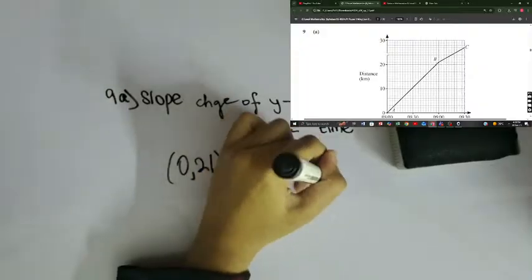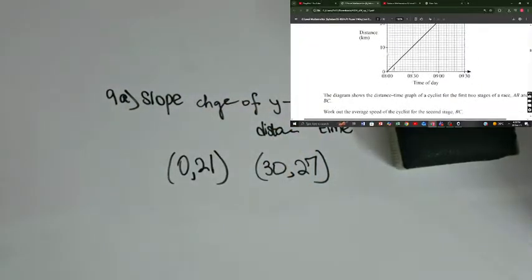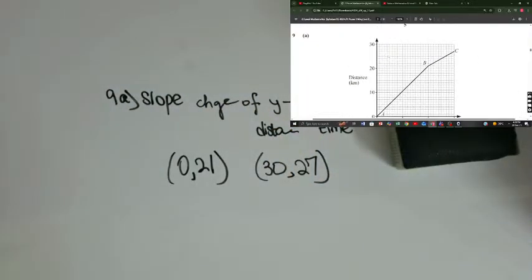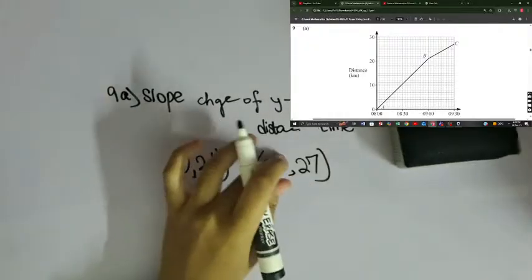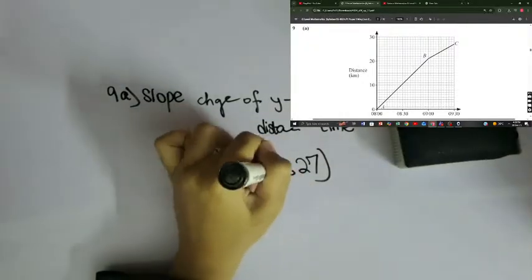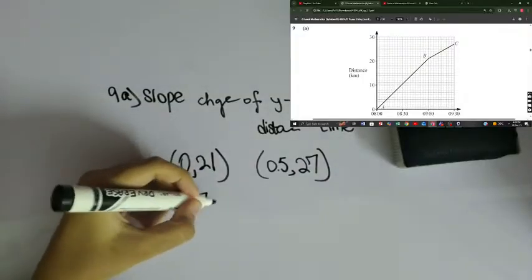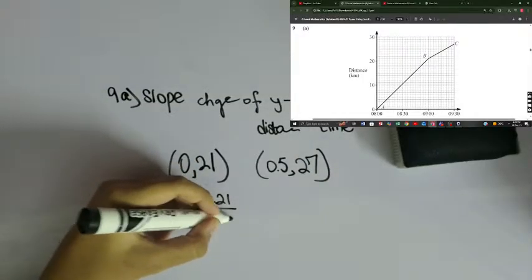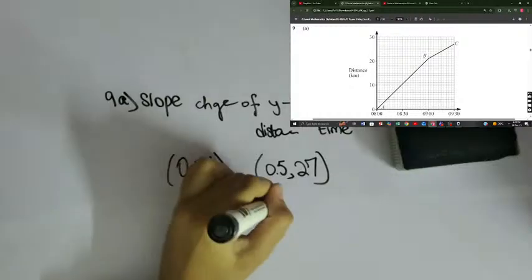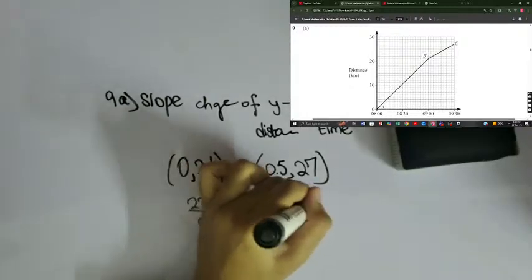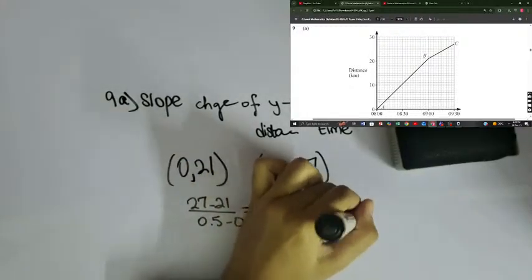However, one thing I forgot to mention is that they want speed in kilometers per hour, and we're measuring in minutes, right? We just wrote 30 minutes. That's not right, so we need to change it to 0.5 because that's half of an hour. Now, in order to find the slope, that's 27 minus 21 upon 0.5 minus 0. That would be 6 upon 0.5, and that is 12. So 12 kilometers per hour is the speed.